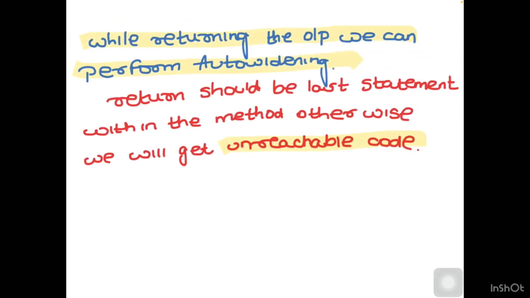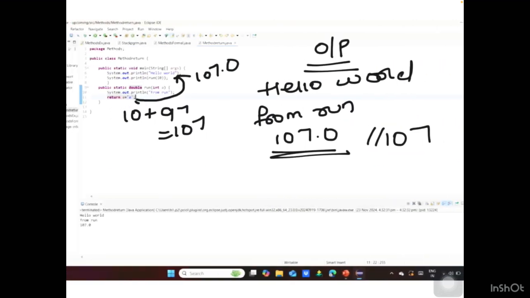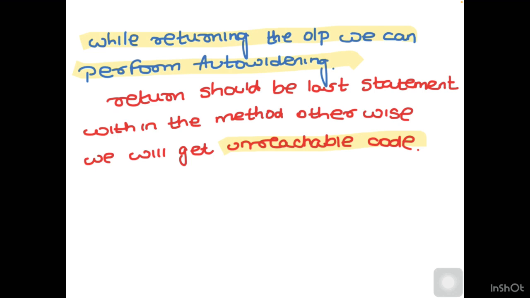And then next, while returning the output, we can perform auto widening. You know auto widening, right? Yeah, in the previous classes we have discussed typecasting, where we change the smaller data type to the larger data type, and we can perform auto widening. Return should be the last statement within the method, otherwise we will get unreachable code. Here return is the last statement, right? If we write any code after the return, then we will get unreachable code.